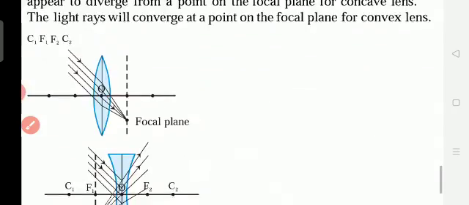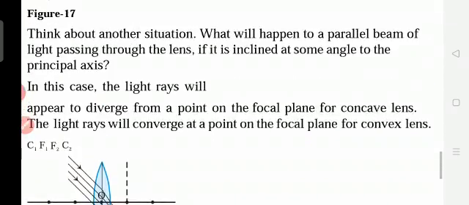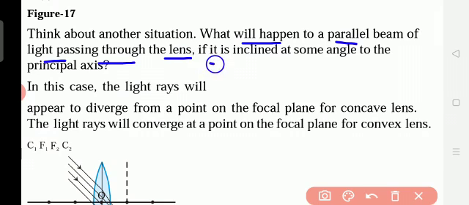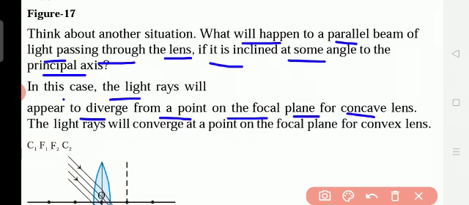Here you see the focal plane. Think about another situation. What will happen to a parallel beam of light passing through the lens, inclined at some angle to the principal axis? In this case, the light rays will appear to diverge from a point on the focal plane for a concave lens. The light rays will converge at a point on the focal plane for a convex lens.